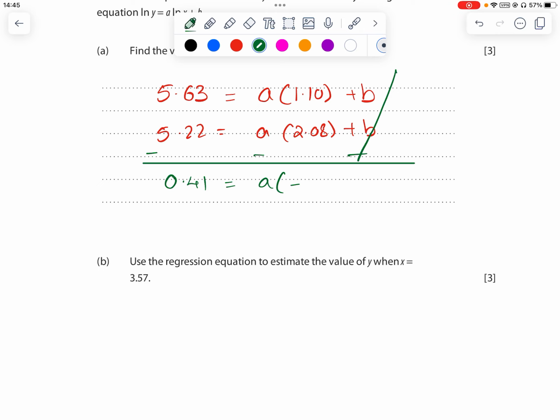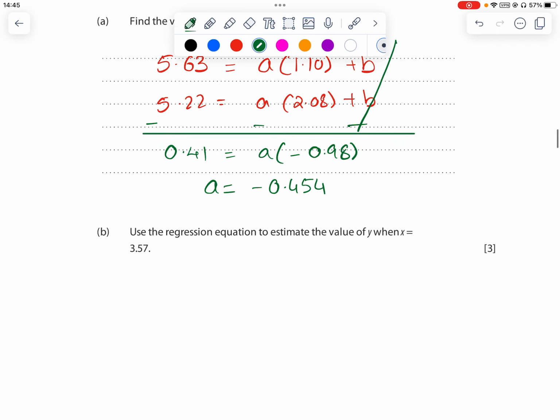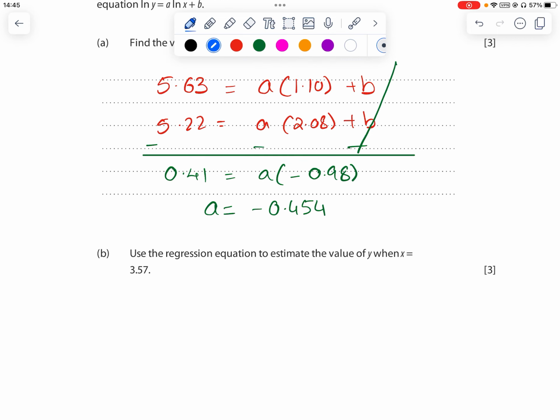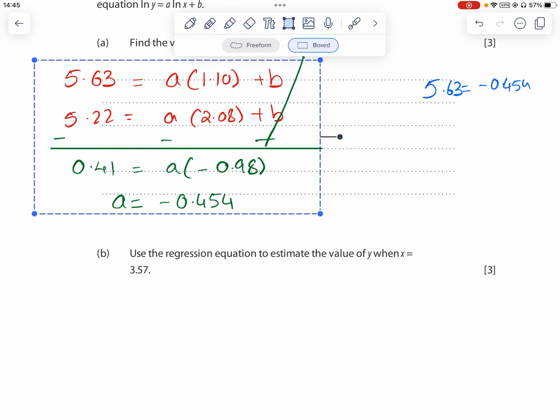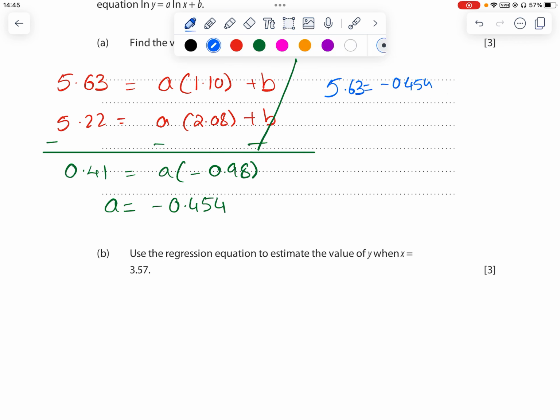1.10 minus 2.08 will give me negative 0.98. From this, I'll be getting the value of a as minus 0.454. Plug in the value of a in any one of the equations. I'll be plugging in the first equation. So 5.63 equals minus 0.454 times 1.10 plus b.